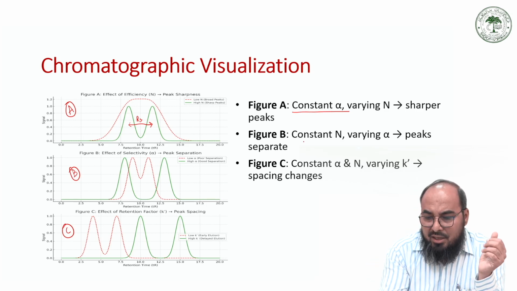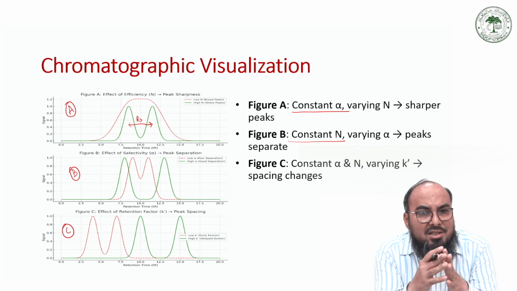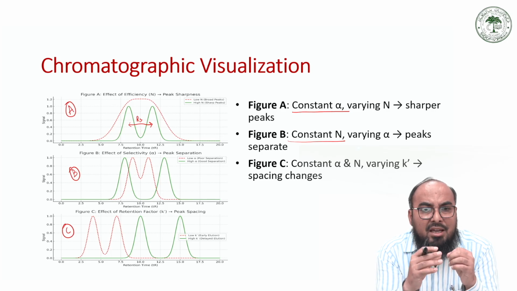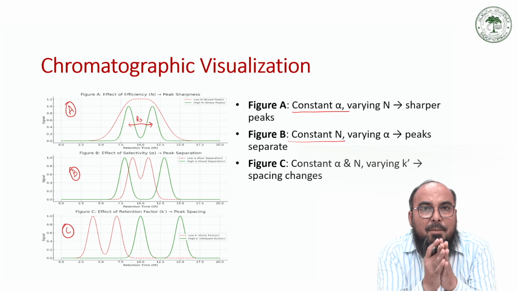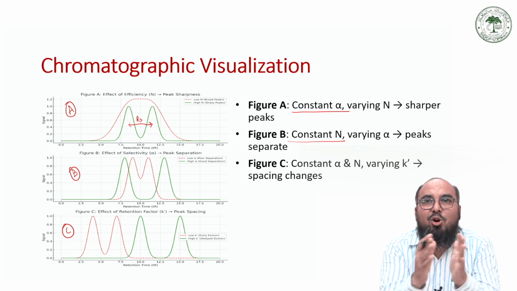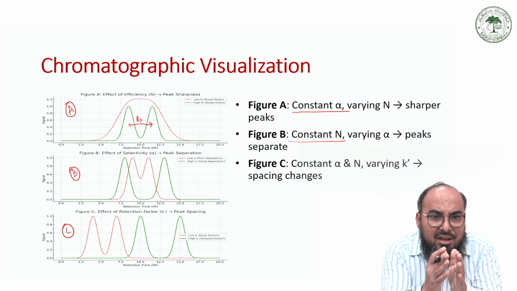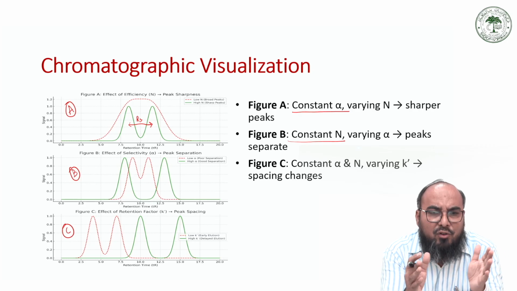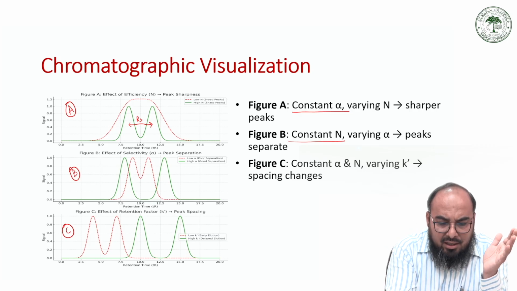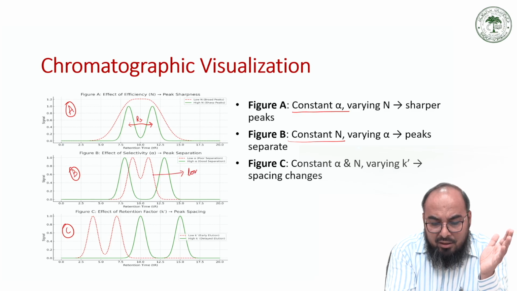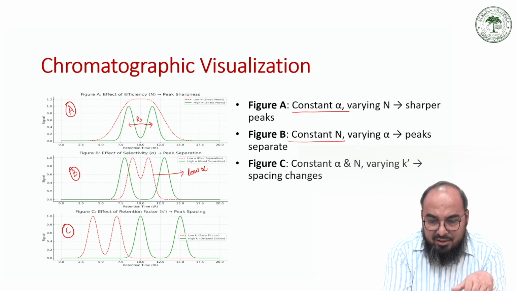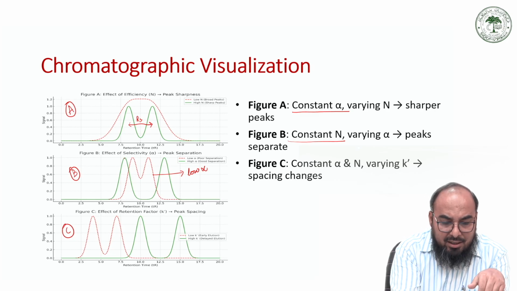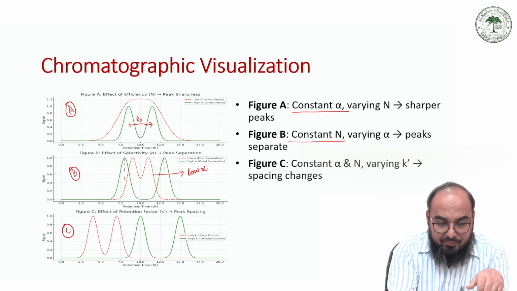Similarly, in figure B, you have made the number of plates constant. Now by just varying alpha, that is the selectivity, you are actually separating your peaks, that is, you are resolving your peaks in a very beautiful manner. Earlier, the red line was when you had a low alpha, that is low selectivity. The moment you increase the selectivity, the peaks separate. You can see the green ones are well separated.